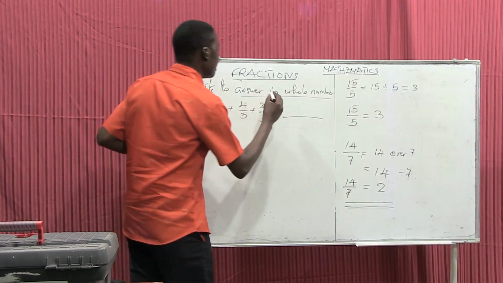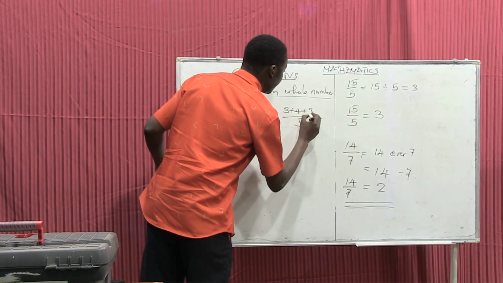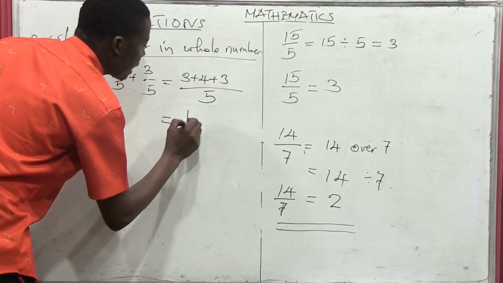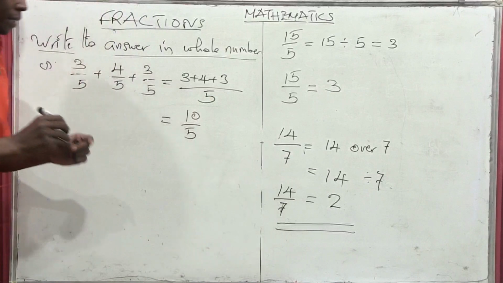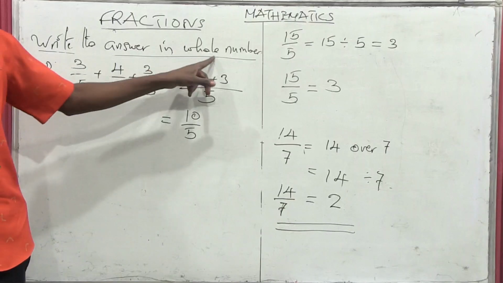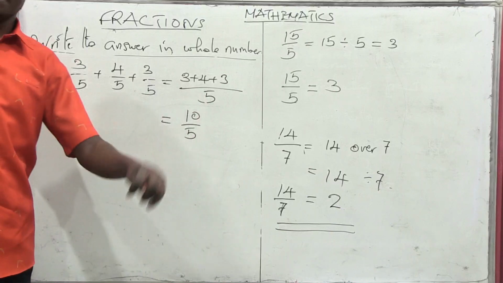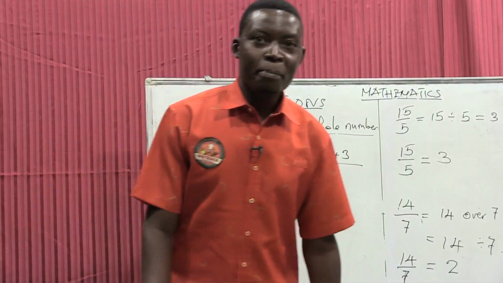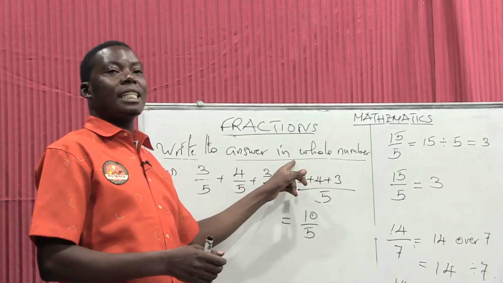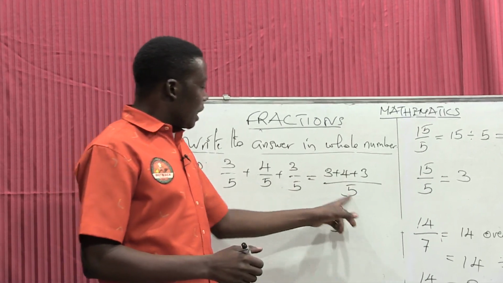By saying that this is 3 plus 4 plus 3, then here you see 5. Then now this plus that one, you get 10 out of 5. Now, come back to your instruction. Write the answer in a whole number. This answer is not in a whole number, but is in improper fraction. So don't leave your answer in improper fraction while the instruction is guiding you to write the answer in whole number. So divide.